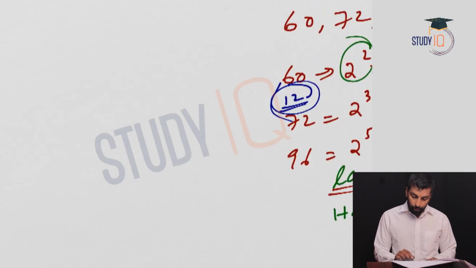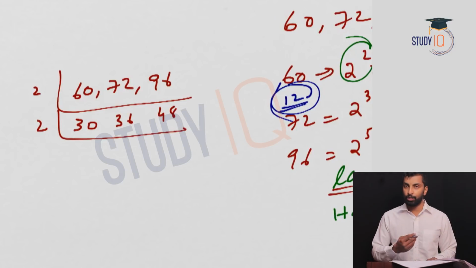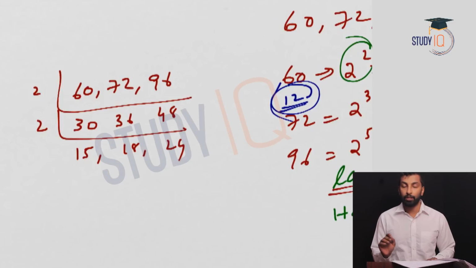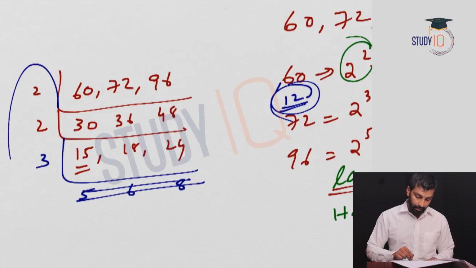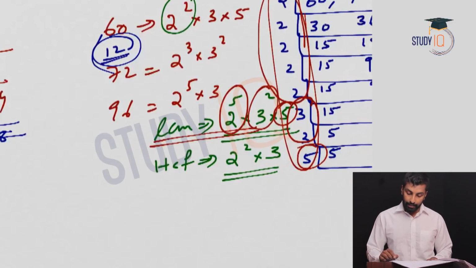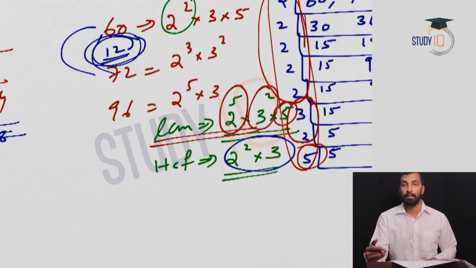If it was HCF, what would you do? You will only find the common terms. So 60, 72, 96. You will divide with 2, you get 30, 36, 48. Further divide with 2 because 2 is common in all. You get 15, 18, 24. Now you cannot divide with 2 because 2 is not there in 15. You need to see a prime factor which is there in all 3 terms. So what is there? Now 3. So this becomes 5, this becomes 6 and this becomes 8. Now there is nothing common, so you'll stop here, and this is your HCF, 2 into 2 into 3, and that's exactly what you got by taking the smallest difference between 60 and 72.